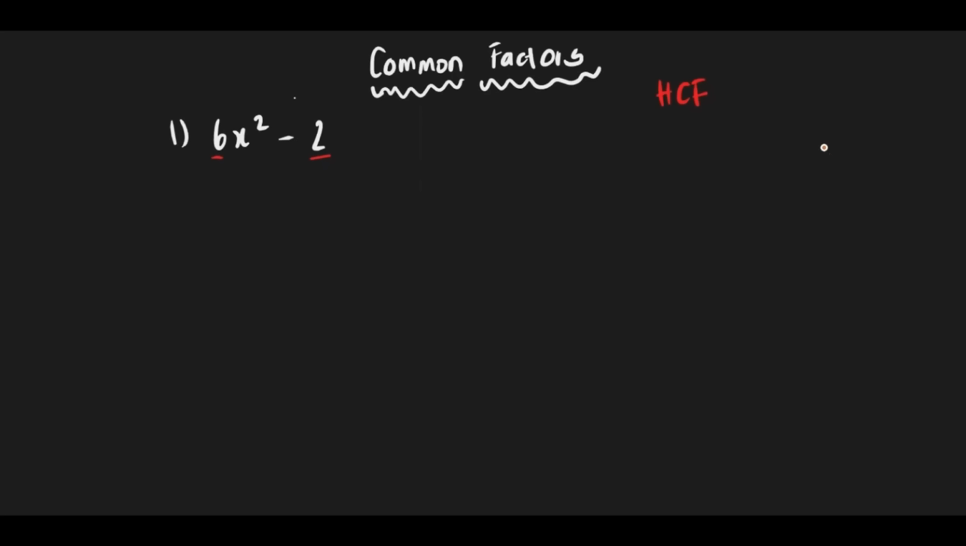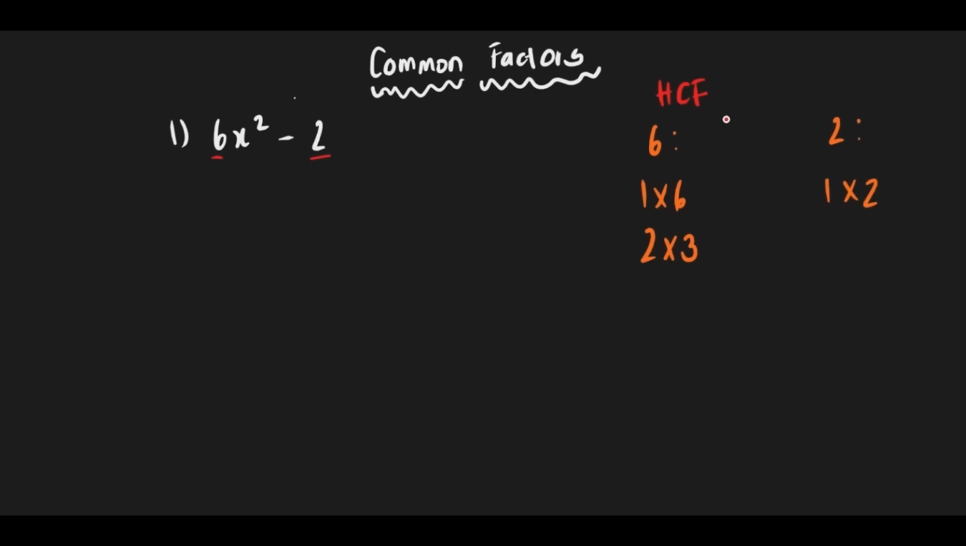Then we're going to look at the ones that are common and we're going to take the highest one. So let's look at 6. We have 1 multiplied by 6, then 2 multiplied by 3. Now for 2, we have 1 multiplied by 2, and these are the only factors.